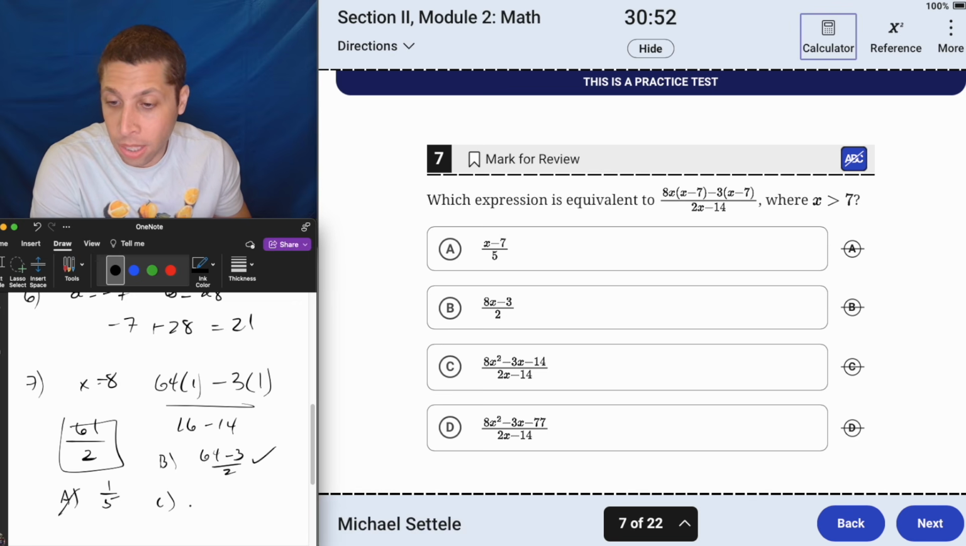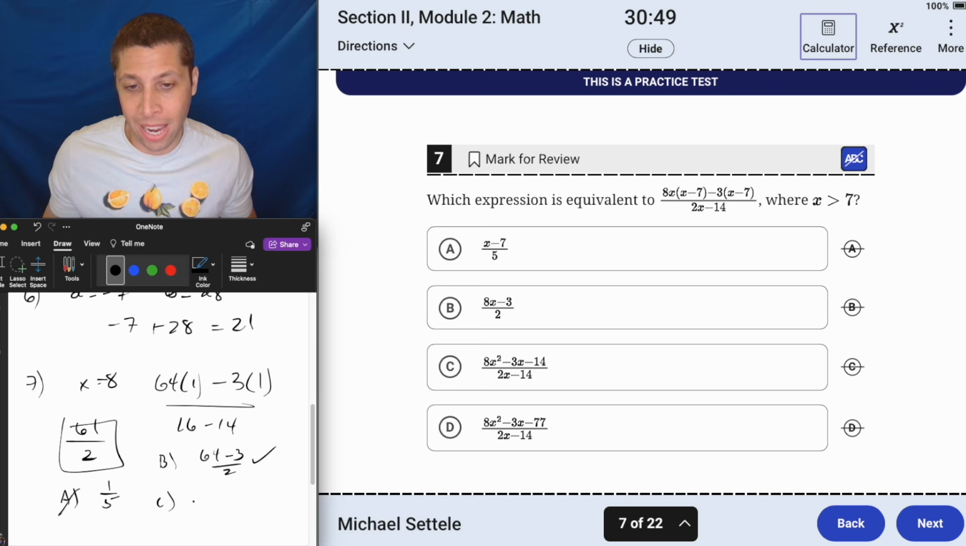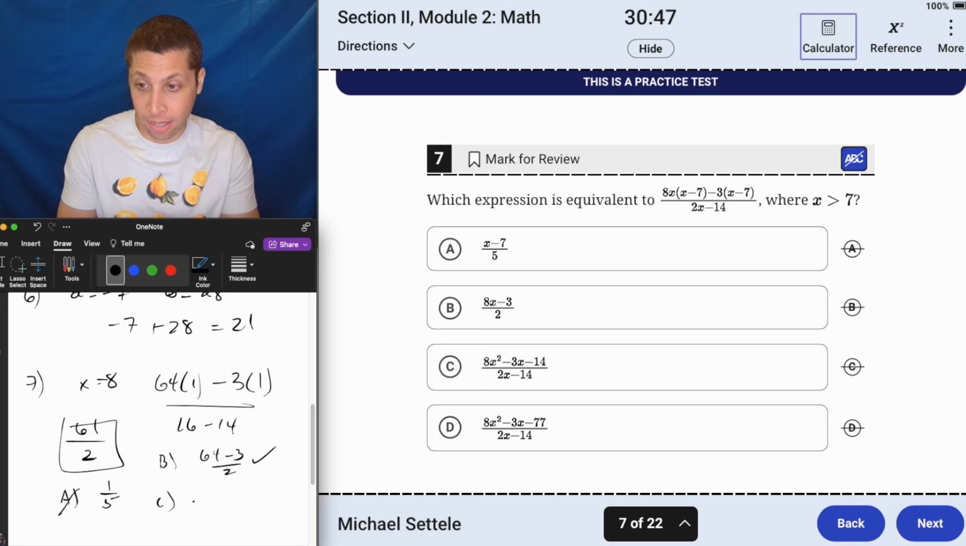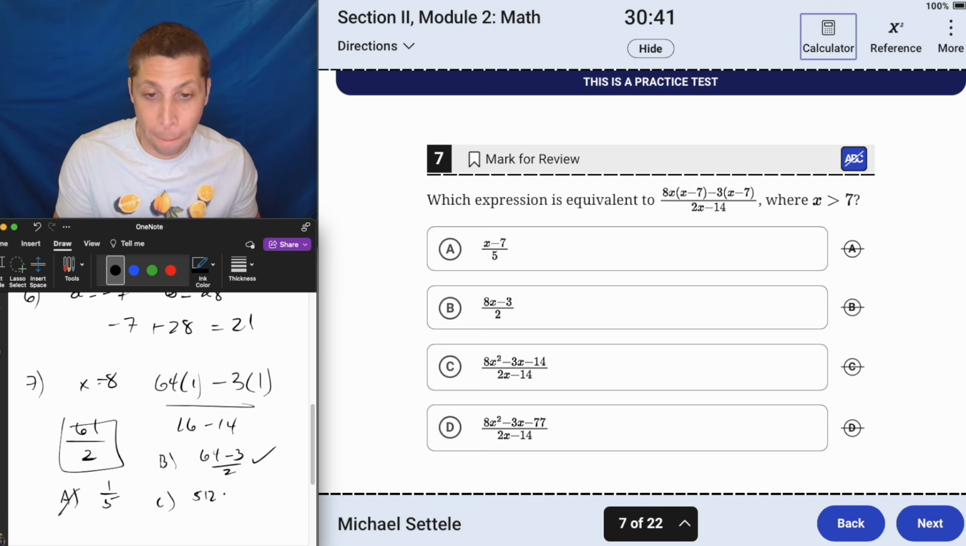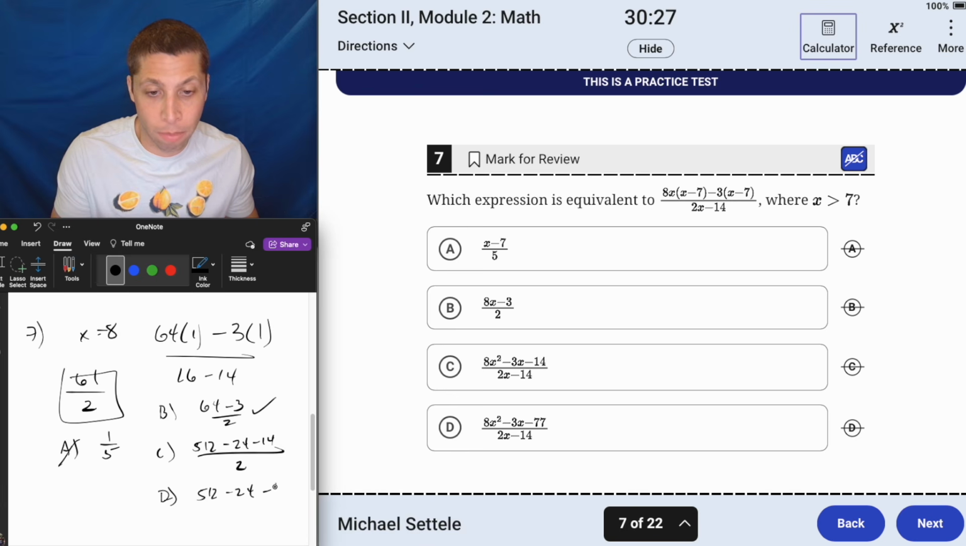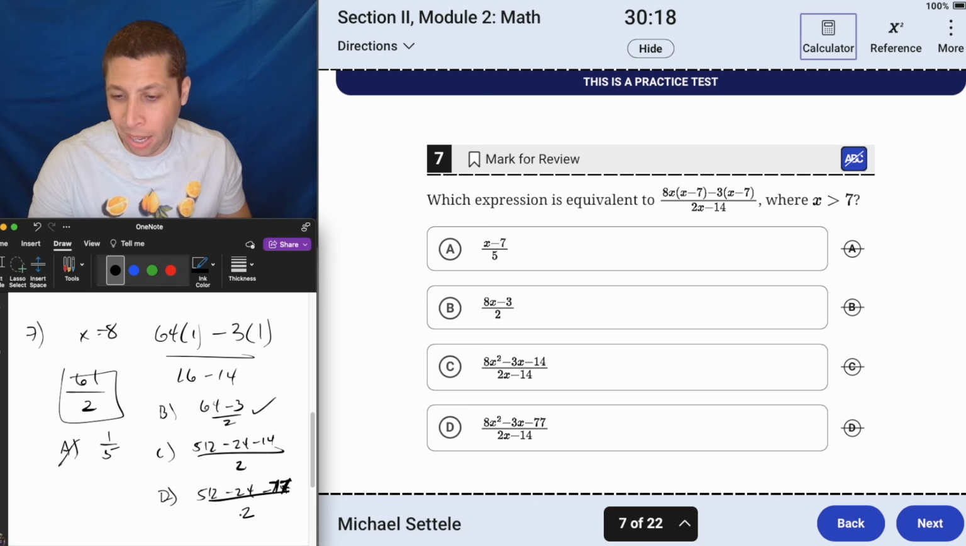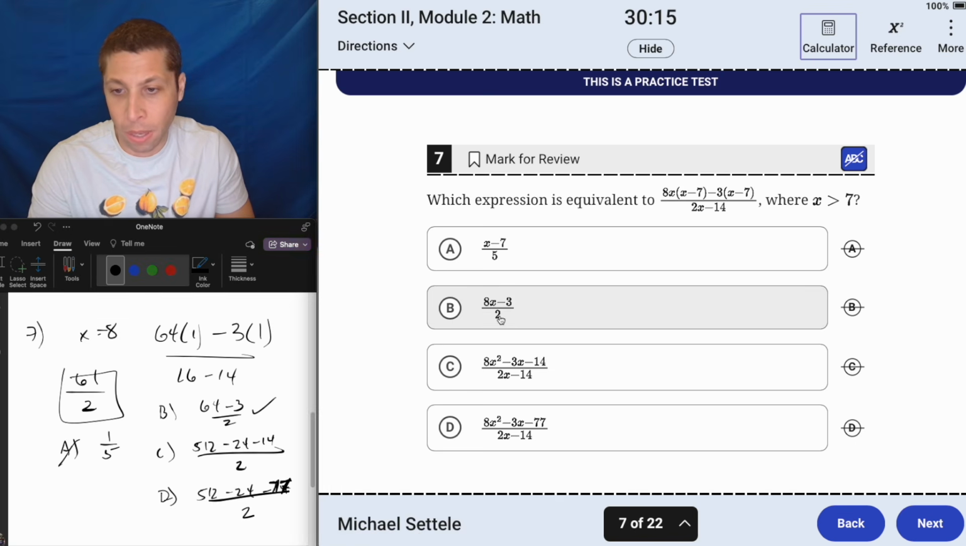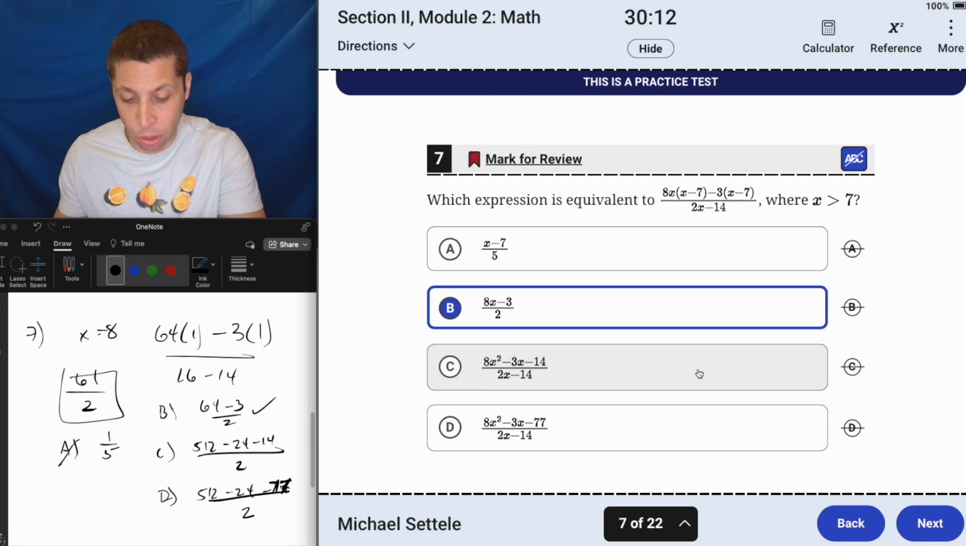That looks good. C is going to be 64 times 8, since x is 8, so 64 times 8 is 512 minus 24 minus 14 all over 2. So this is a huge number. I'm not going to bother calculating it. That's just huge, way bigger than 61. Then D is the same thing: 512 minus 24 minus 14, or minus 77, over the 2 again. So this is still huge, still way bigger than 61. So it's B. I could do this with algebra later if I had more time.